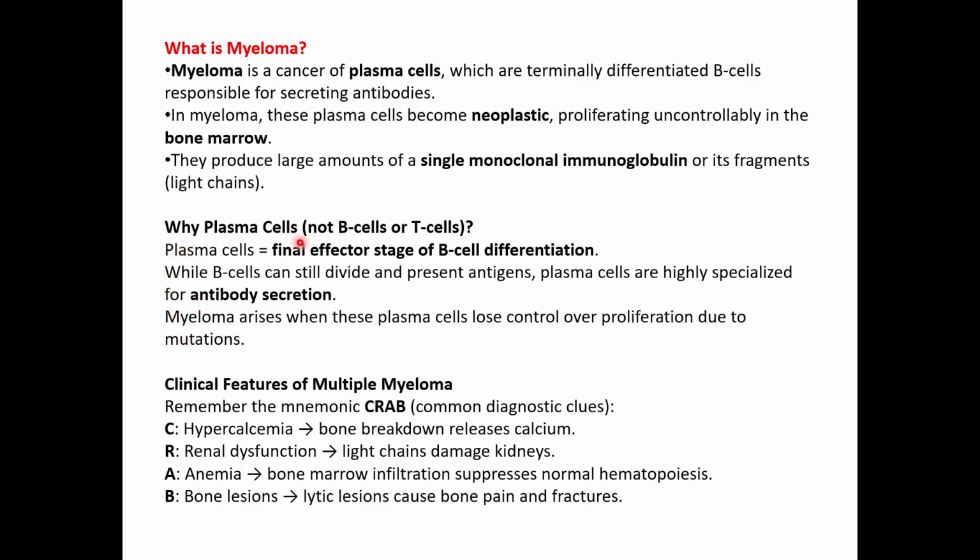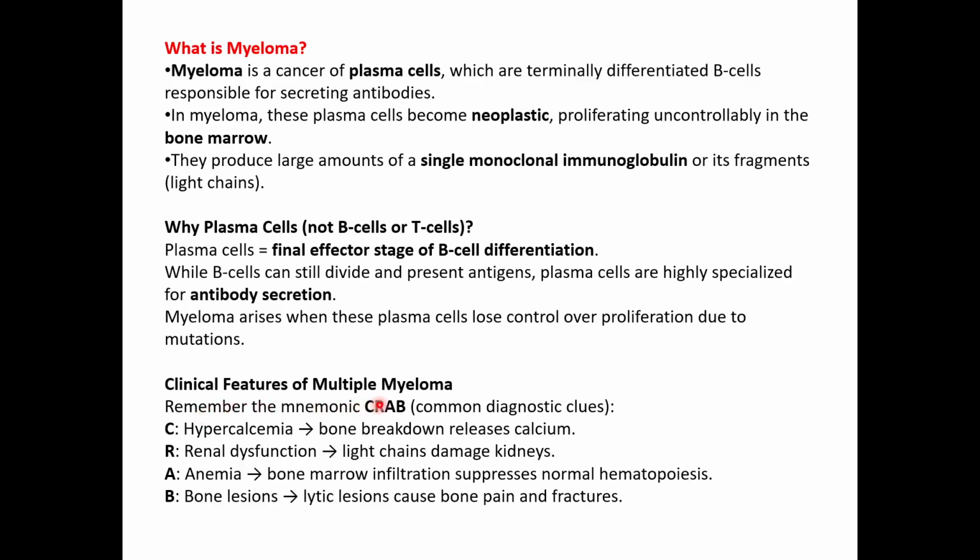So why are plasma cells not B cells or T cells? Plasma cells are the final effector stage of B cell differentiation. While B cells can still divide and present antigens, plasma cells are highly specialized only for antibody secretion. Myeloma arises when the plasma cells lose control over proliferation due to mutation. That is why they become immortal and then they are used in hybridoma technology.